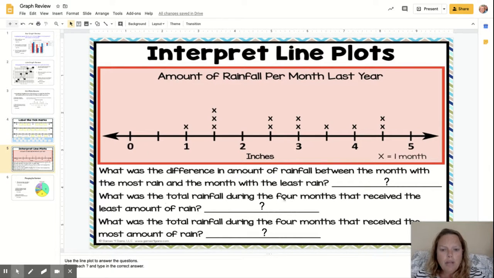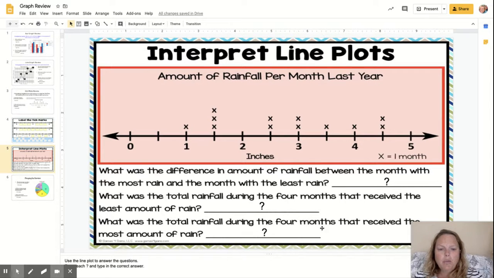What was the total rainfall during the 4 months that received the least amount of rain? So you're looking at the 4 months that received the least amount of rain. So remember, we're down here. So that's only 1 inch, and then you've got 1.5 inches. So they want to know the total rainfall during those 4 months. So that was 4.5 plus 1, 5.5.